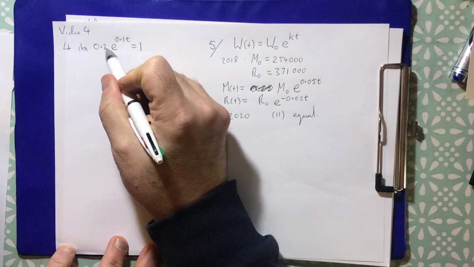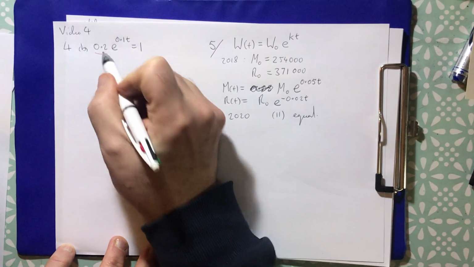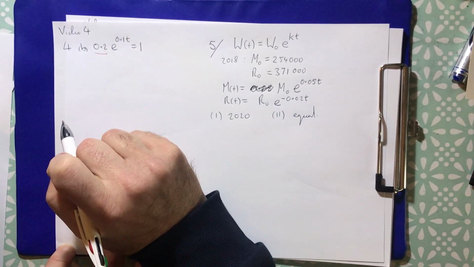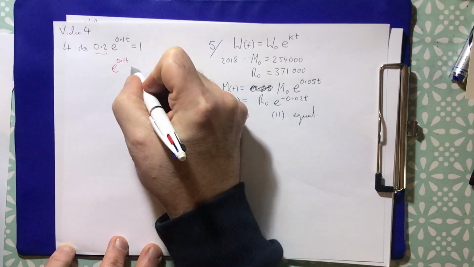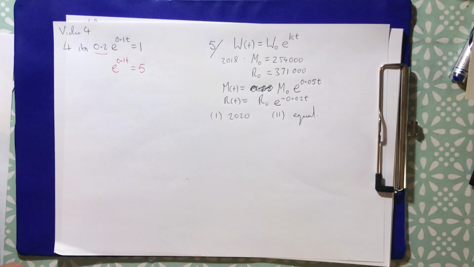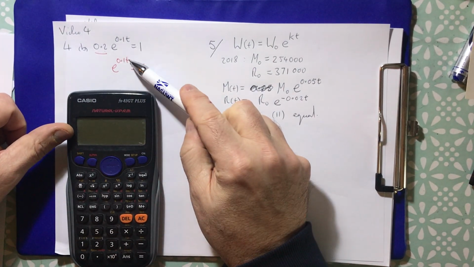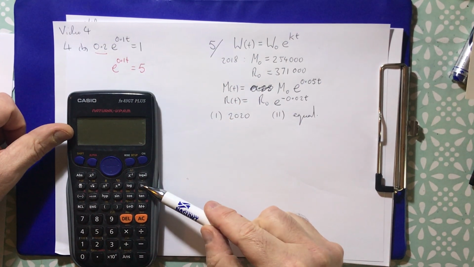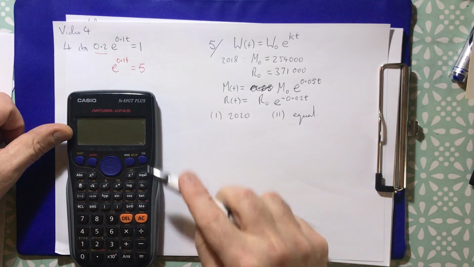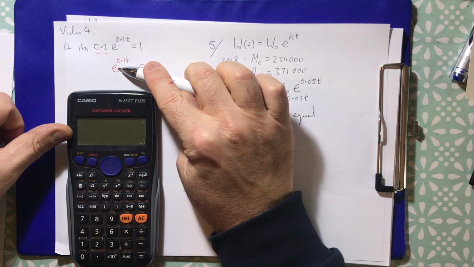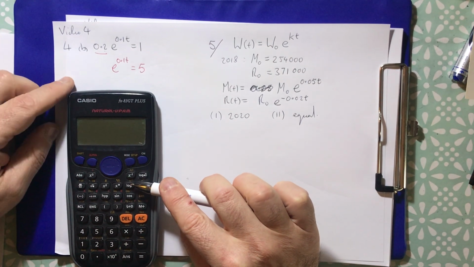Now, first of all, we want to get the exponential on one side and a number on the other. So I want to get rid of that. If I divide by 0.2, I'm going to get e to the power 0.1t equals 5. Now, if you remember what I said, if it's e to the power, I would use the ln button. You could use log, but it's easier to use ln if it involves e. Remember, log stands on your calculator for log to the base 10.